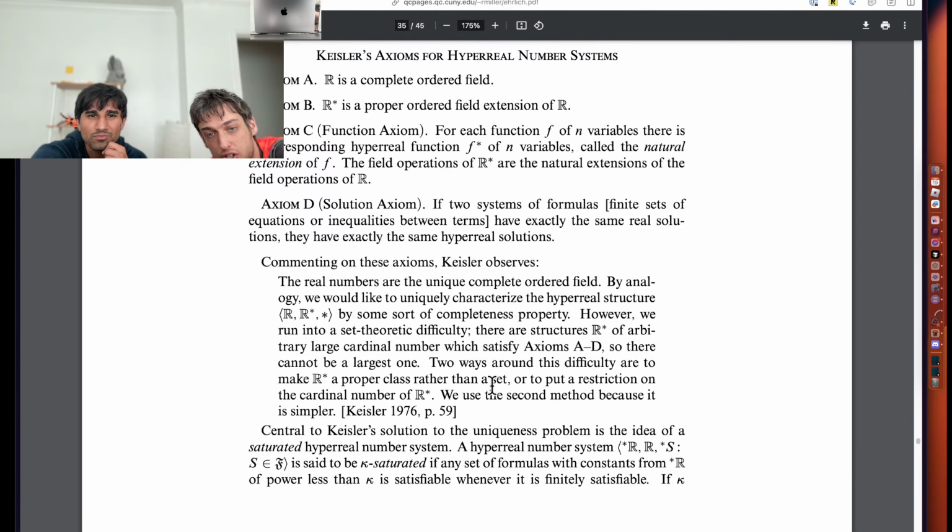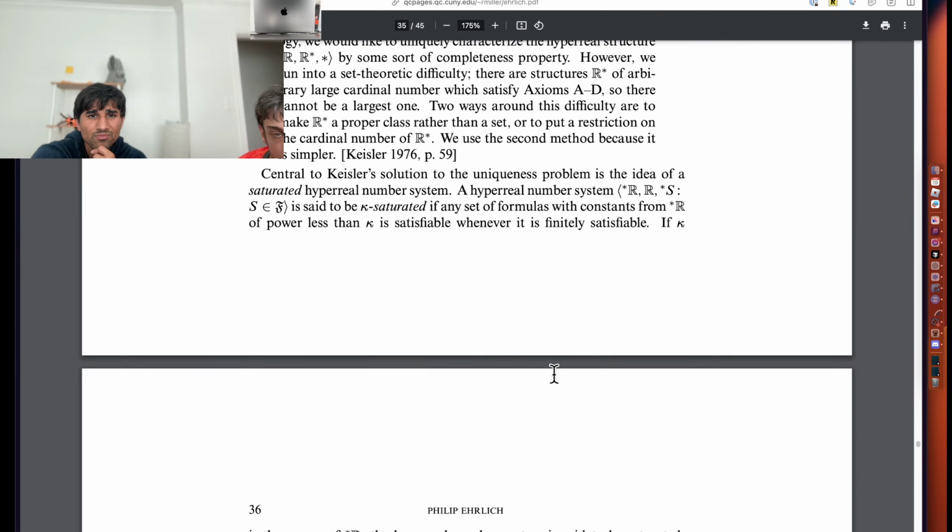And there's where saturation comes in. That's really the key thing that makes the ultrapower construction magical: saturation.